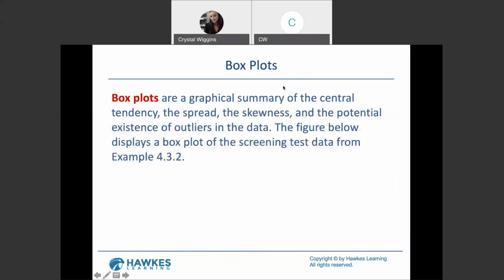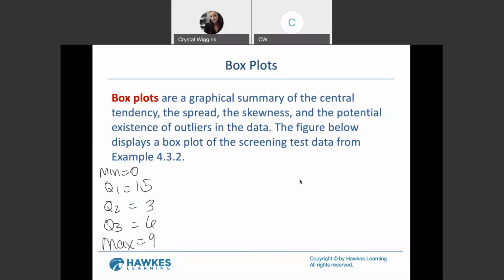Okay, box plots. Now, that was a 5-number summary, and we can apply that to what's called a box plot. Okay, so if we look back at that data set, we said that the minimum was 0, Q1 was 1.5, Q2 or median was 3, Q3 was 6, and the max was 9.